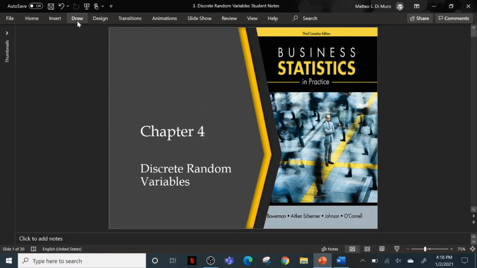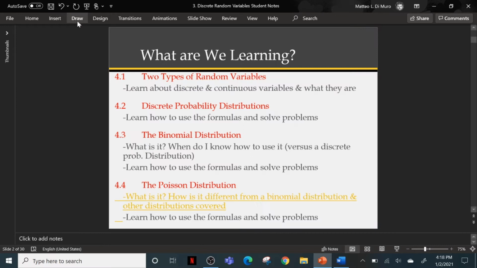We are on Chapter 4, Discrete Random Variables. This is where the fun stuff really begins. So, 4 sections to look at. Basically, I'm going to show you what the 2 types of random variables are. So we'll learn about discrete and continuous. We'll expand on these concepts as we keep going throughout the course.